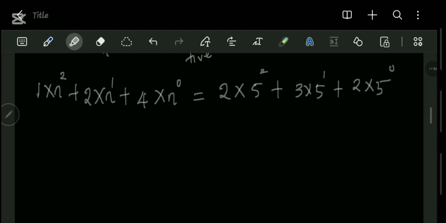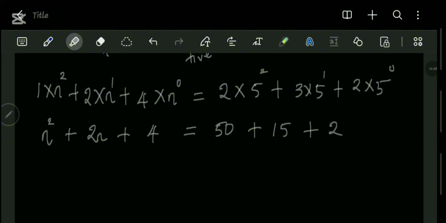So if I start working with this one here, n to power 2 times 1 is still n to power 2, plus n to power 1 is n times 2 is 2n, plus n to power 0 is 1 times 4 is 4, and that's equal to 5 to power 2 is 25 times 2 is 50, plus 5 to power 1 is 5, 5 times 3 is 15, plus 5 to power 0 is 1, and 1 times 2 is 2.